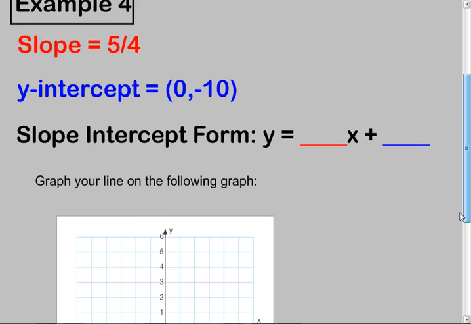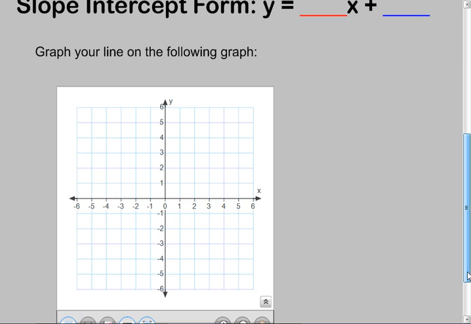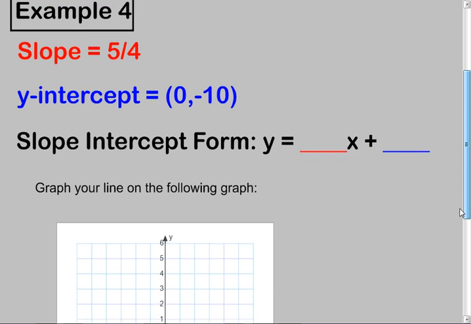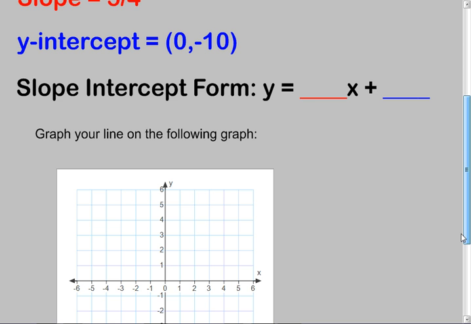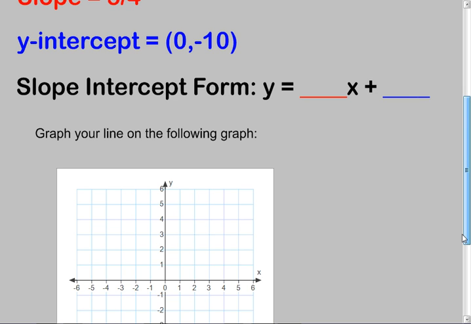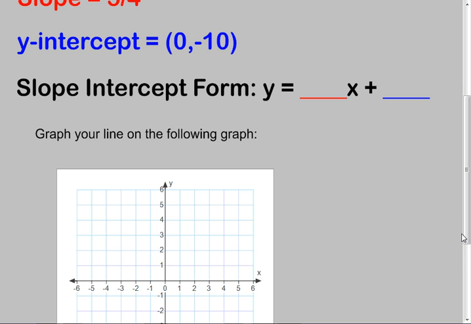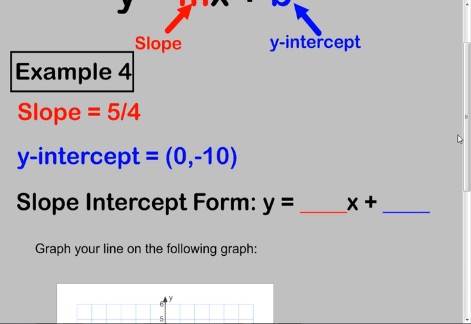Now, the problem with this, it doesn't fit on my graph, so you can change your scale if you'd like. By the way, as long as the scales are the same, you can just measure your slope. You can just measure how far over, how far up. Let's at least fill in the blanks. We won't graph it, though. What's the slope? 5/4. And what goes here? -10. Okay, that's what we should have done Friday. We would not have had time to do it anyway because of the class meeting, so it didn't really matter.